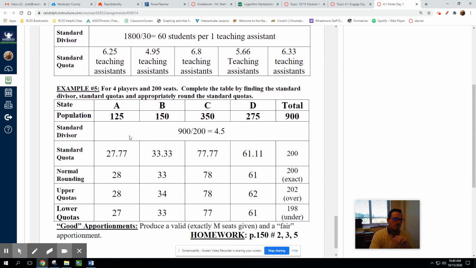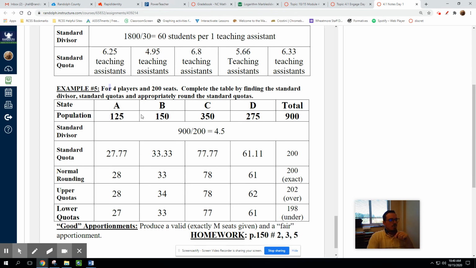Let's look at example 5, because what we're going to do on example 5 is actually complete an entire table with the upper and the lower quotas. For example 5, it says there are 4 players with 200 seats. It kind of simplifies this down. You don't have to identify seats, players, or population. So for 4 players and 200 seats, complete the table by finding the standard divisor, standard quotas, and upper and lower quotas, and then round those using the standard quota as well.